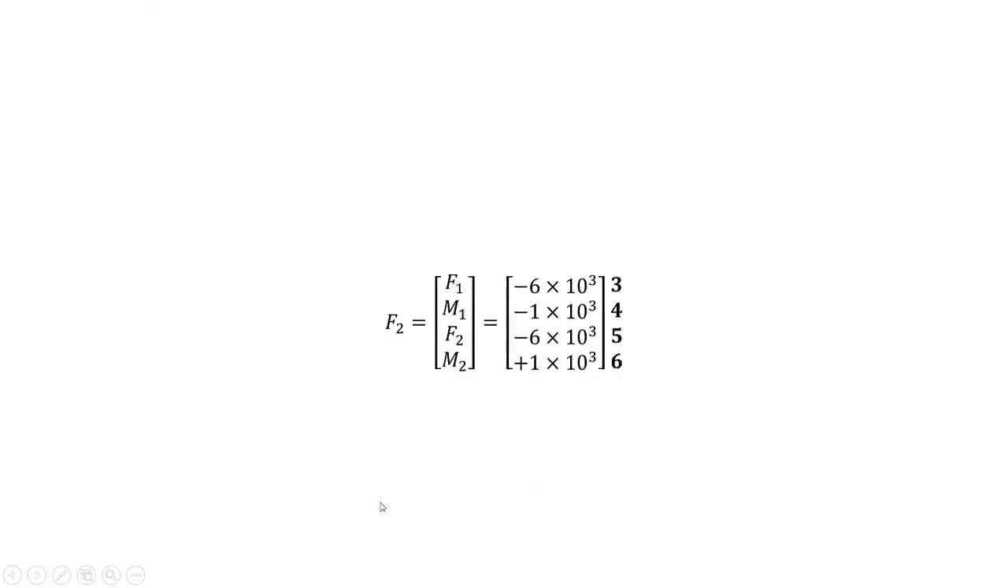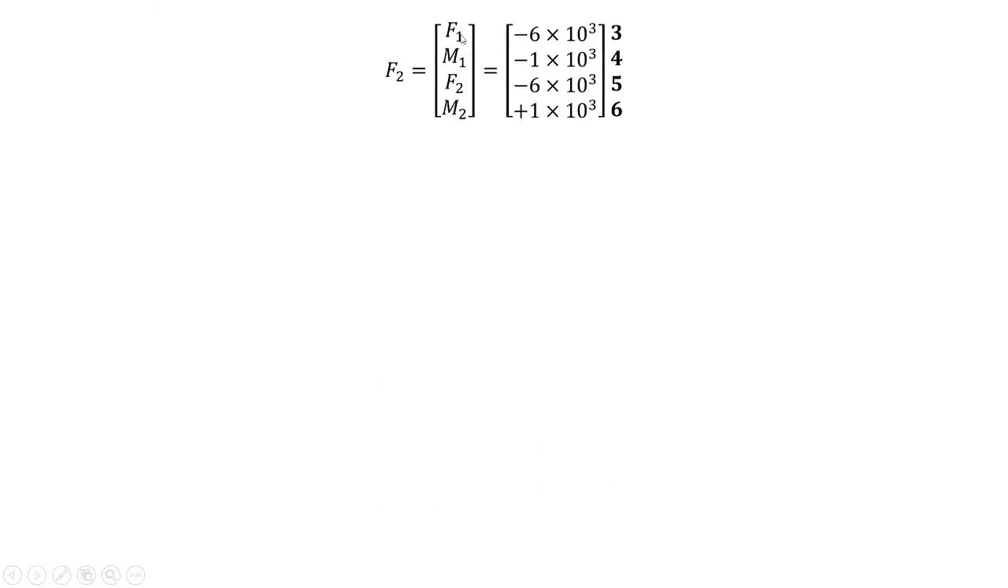So there, when I calculate, the notation is F2 M2 F3 M3. F2 we have just calculated, it is minus 6 into 10 to the power of 3. Then M2 is minus 1 into 10 to the power of 3. Then F3 is minus 6 into 10 to the power of 3, and M3 is 1 into 10 to the power of 3. So the four displacements associated with the second element are 3 4 5 6. So that is what I have mentioned.